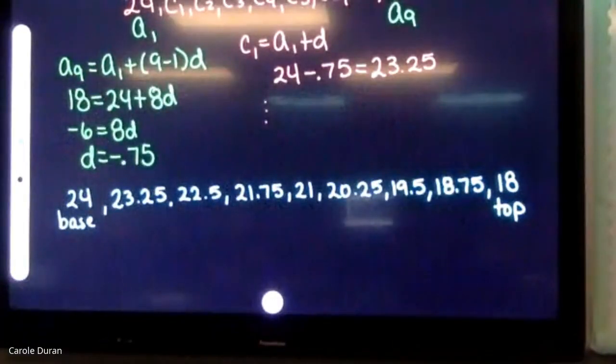As you work through it, you should end up with these 9 rough lengths, ranging from 24 at the bottom to 18 at the top. Please check your work with what I have up here, and if you're good, then you're done.